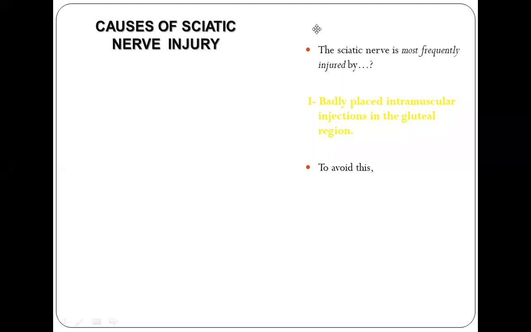Yes, you can type that answer in the chat. In the gluteal region, which quadrant is chosen to give intramuscular injection? Good, the superolateral quadrant. And in superolateral quadrant, which muscle is being pierced by the syringe? Gluteus medius muscle. Very good.